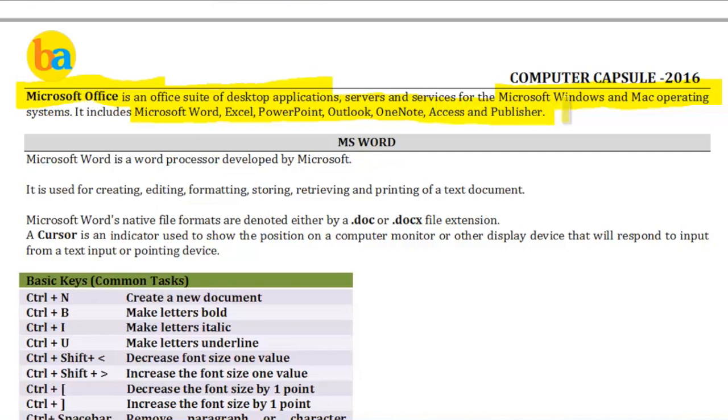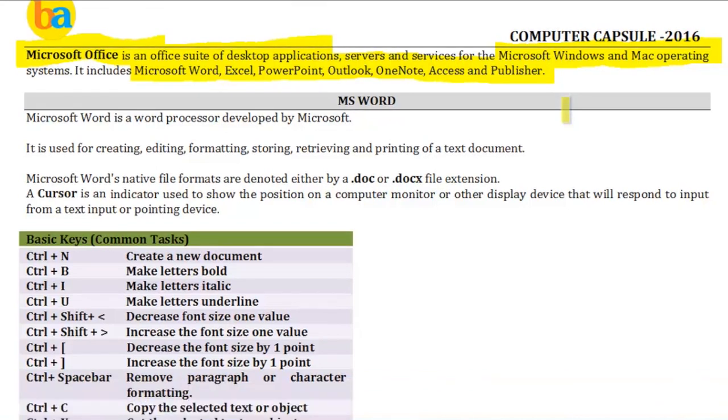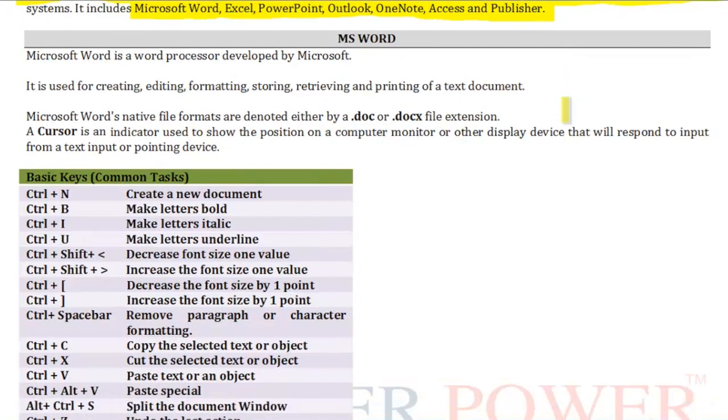Now let us have a look at three very important application software of MS Office. Let's start with MS Word. Microsoft Word or MS Word is a word processor developed by Microsoft. It is used for creating, editing, formatting, storing or retrieving, and printing of a text document.